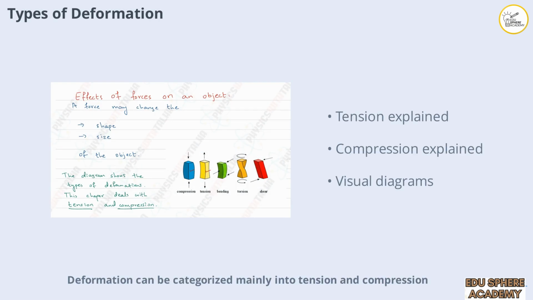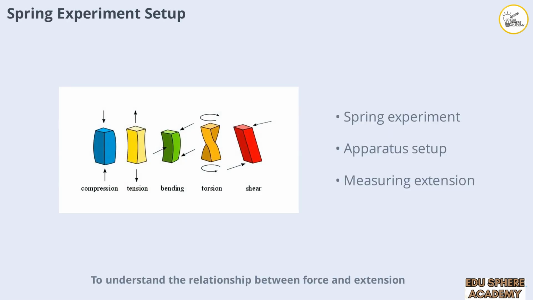situations. Deformation can be categorized mainly into tension and compression. Tension occurs when an object is pulled, causing it to stretch, while compression happens when an object is pushed, making it shorter. These two types are fundamental in understanding how materials behave under different forces. The diagrams help visualize these concepts, making it easier to grasp how everyday objects like springs and rods respond to applied loads. Understand the relationship between force and extension.